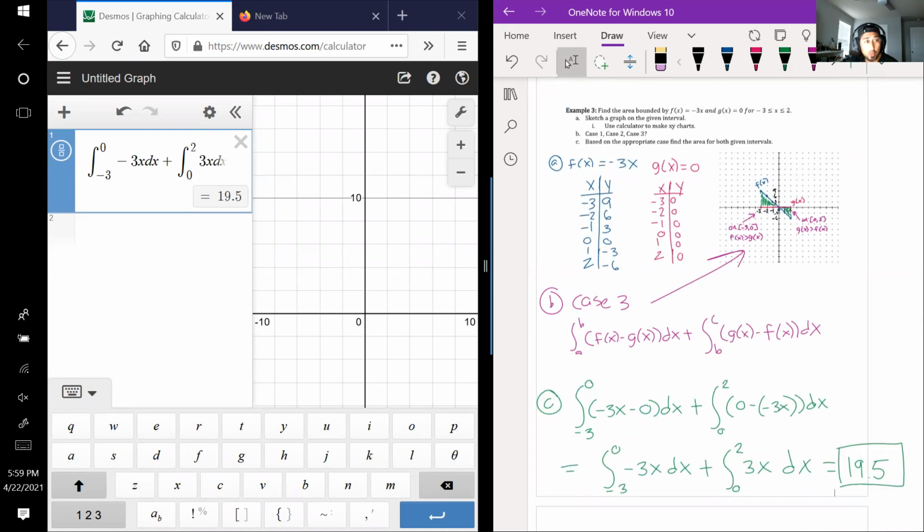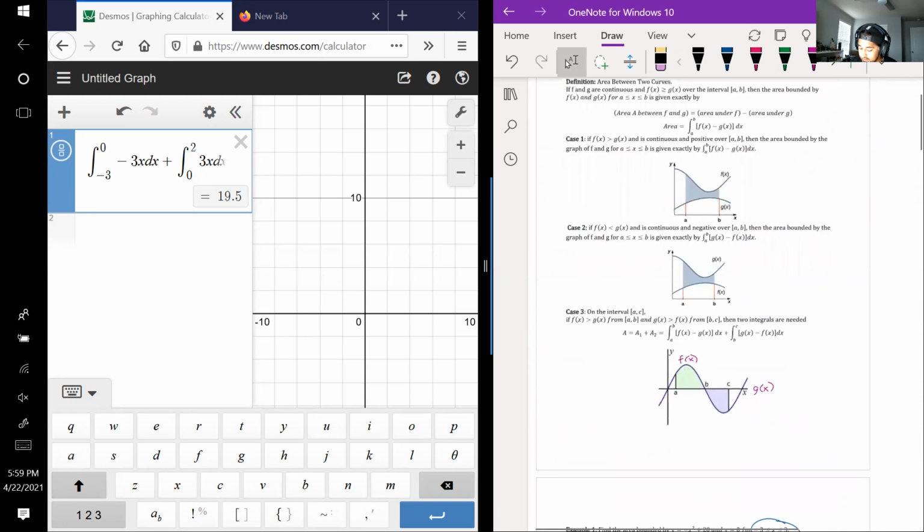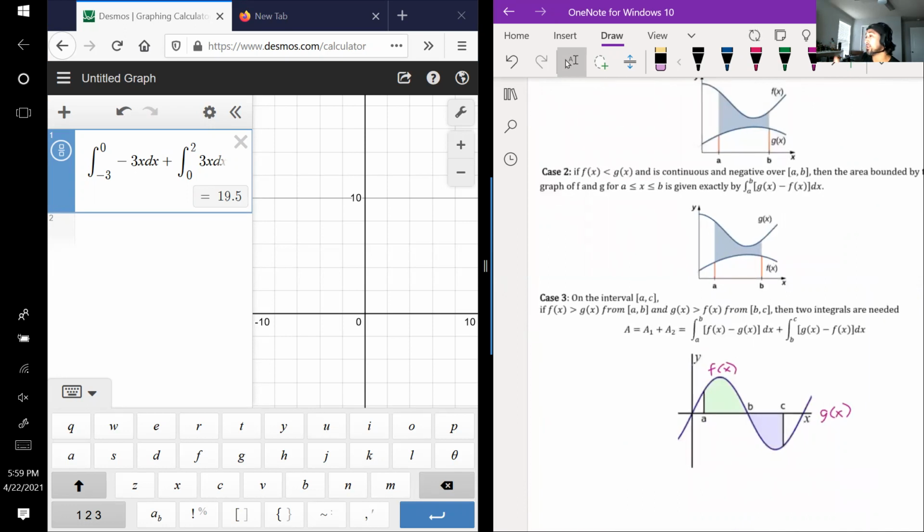I have a question. What's up? Where did you get the A, the B, and the C from? That is from the definition. Okay, let me go back to that to reread it. So look at that. If it's a case 3, the interval now changes from A to C because on this new interval, we have f of x being greater than g of x and then g of x being greater than f of x.